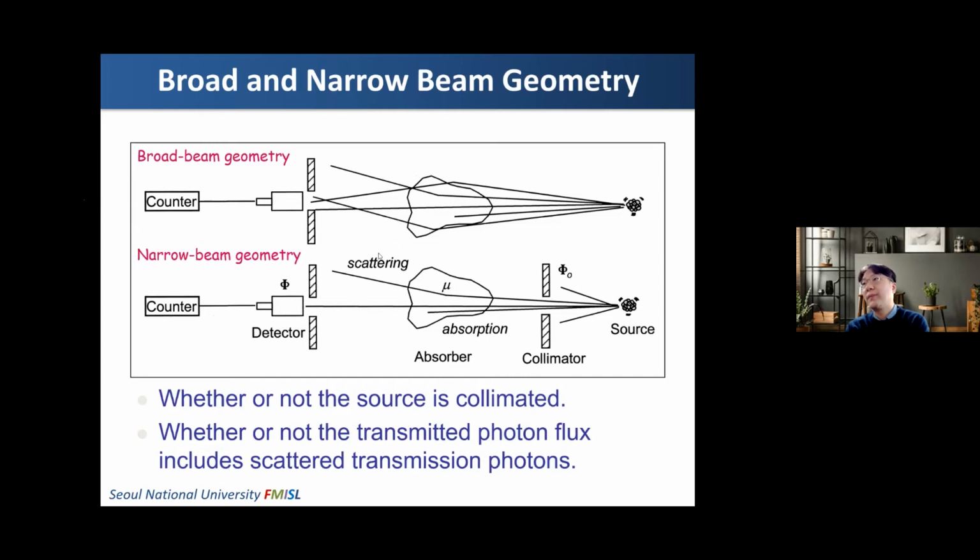Okay. In nuclear medicine, we use both broad beam and narrow beam geometry, depending on the situation and depending on the correction algorithms. If we just want to correct attenuation, it is better to use narrow beam geometry. But if we want to correct both scattering and attenuation together, we can use the broad beam geometry attenuation coefficient. Okay.